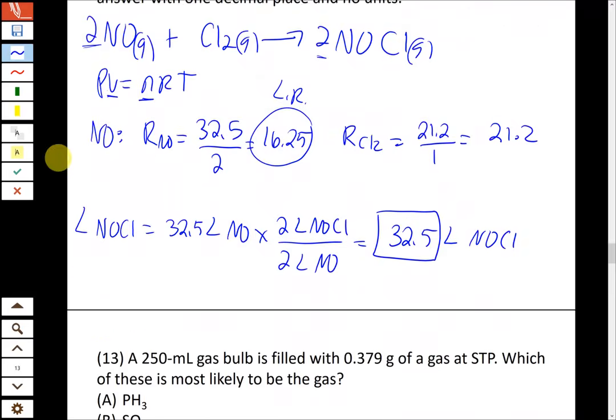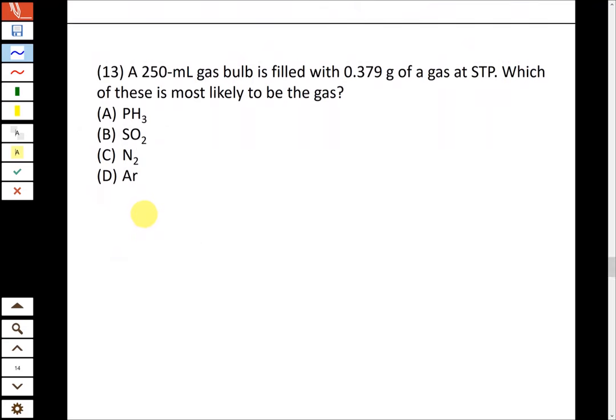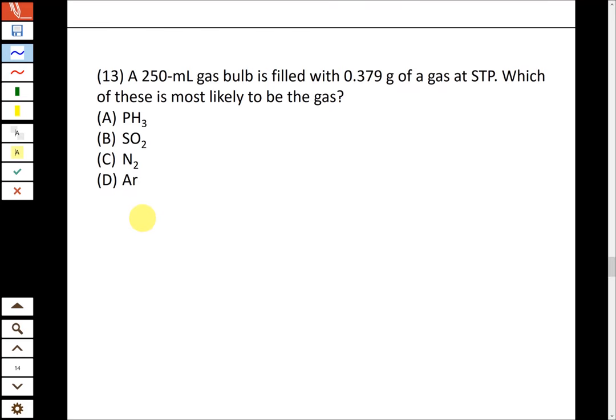All right, so that's gas stoichiometry for you. And then another concept that we dealt with a bit in this section of the course was the density of gases, and relationships between density and the ideal gas equation. So here we have a 250 milliliter gas bulb filled with 0.379 grams of a gas at STP. And again, STP tells us that we're going to have 1 atmosphere of pressure and 273 Kelvin for the temperature. So which of these is most likely to be the gas?